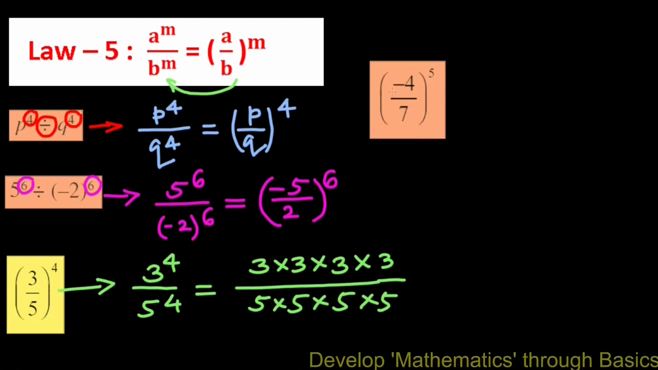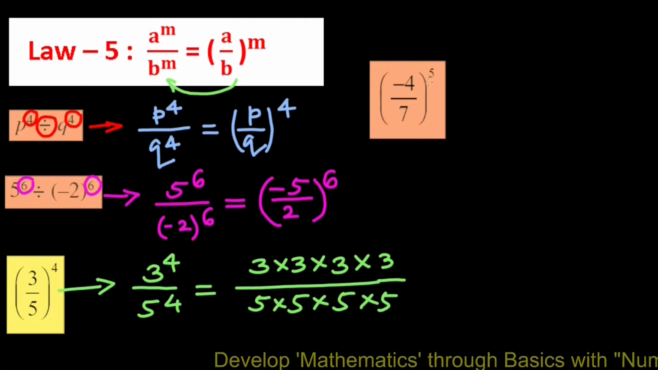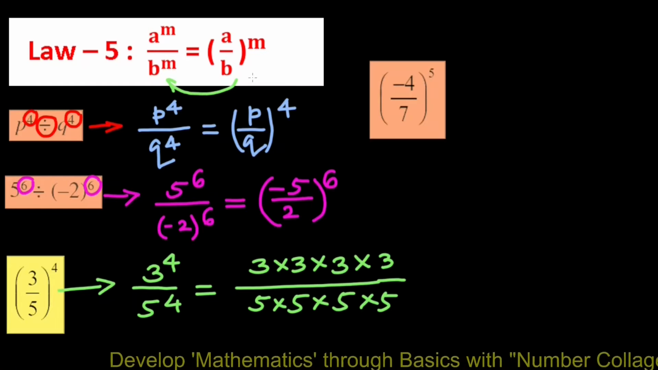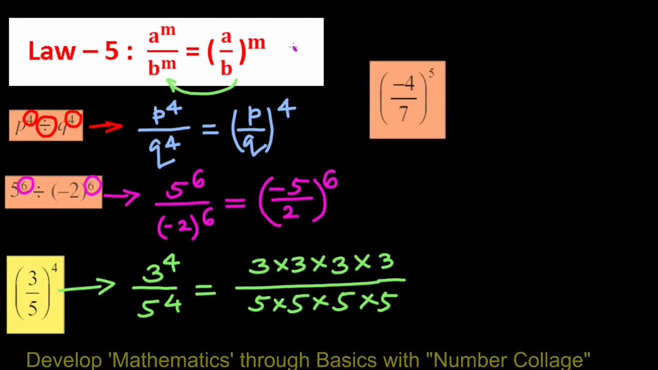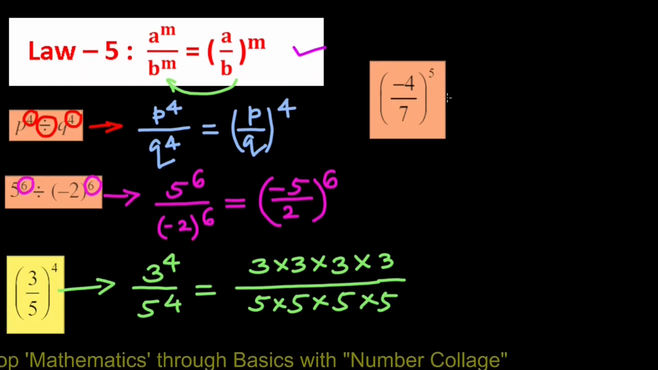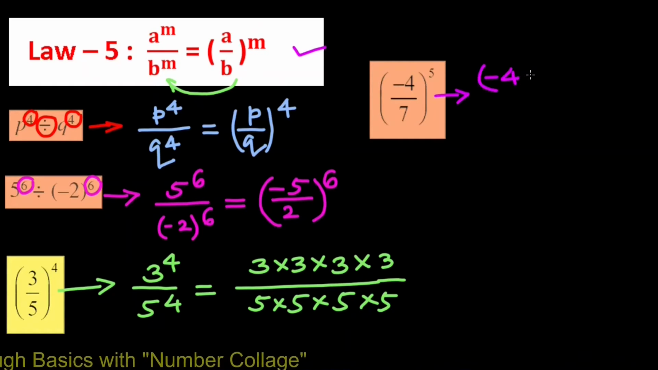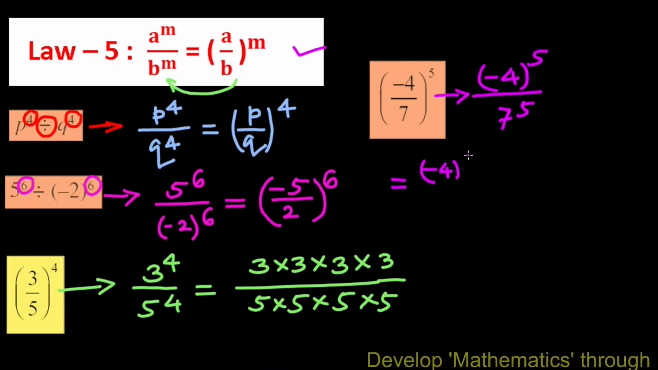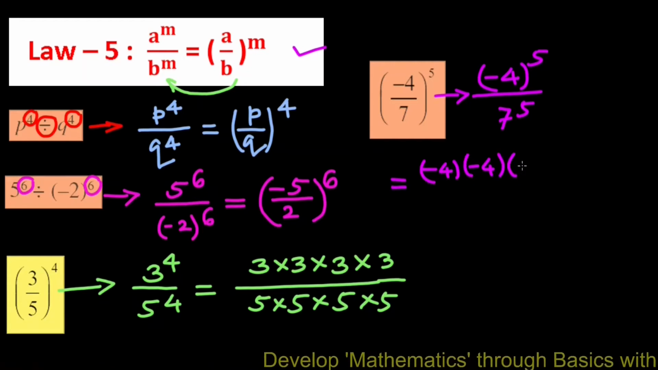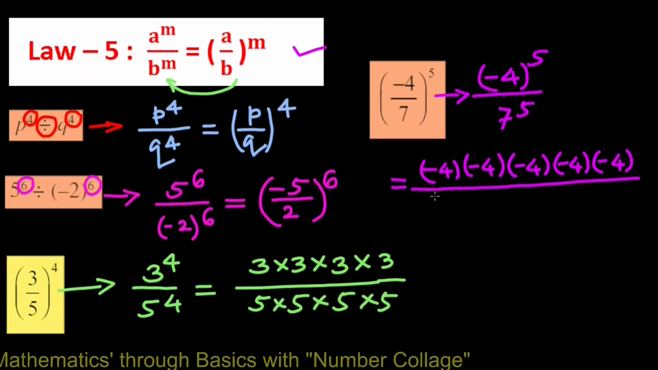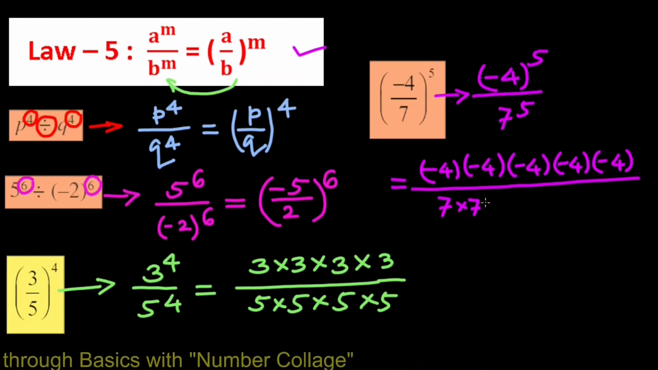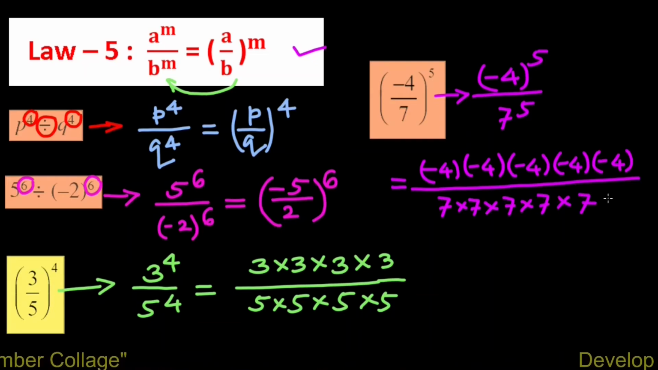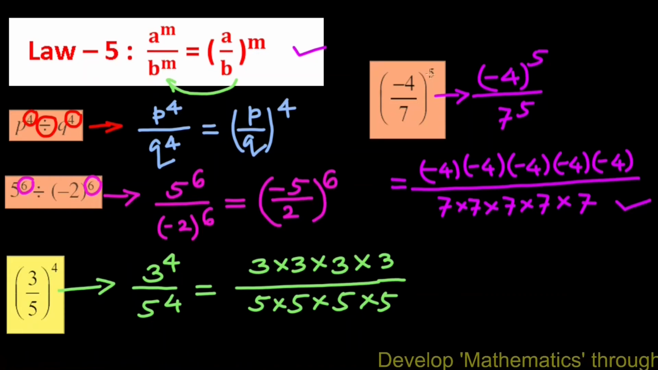If we want to expand minus 4 upon 7 raised to 5, here also we can work in the reverse order according to this law 5 and write it as minus 4 raised to 5 upon 7 raised to 5 equals minus 4 multiplied by minus 4, 5 times in the numerator and 7 multiplied by 7, 5 times in the denominator. So this becomes the expanded form of minus 4 upon 7 raised to 5.